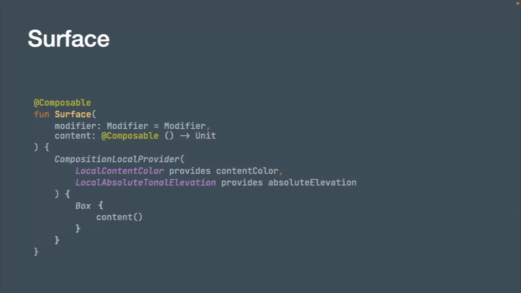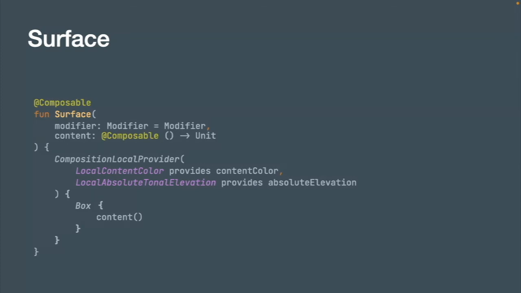It has a composition local provider, which we looked at before, which in the case of a surface provides color and elevation. Surfaces can be elevated relative to each other, and a box. That's it. Don't copy this source code. It's not going to work. But conceptually, this is what it is.